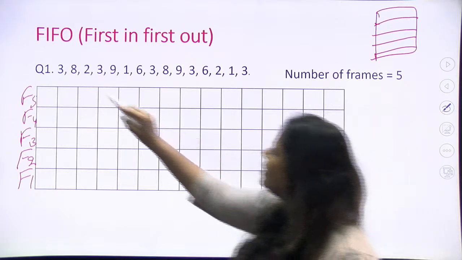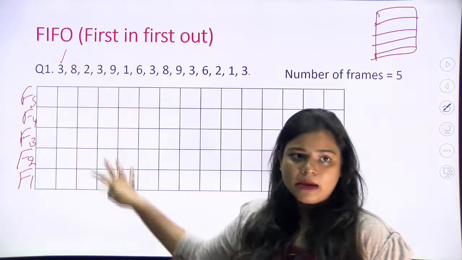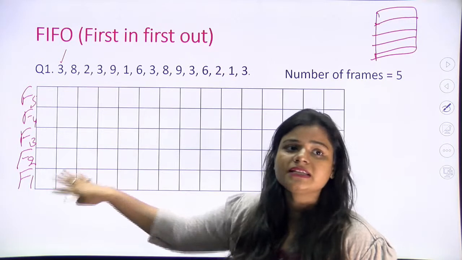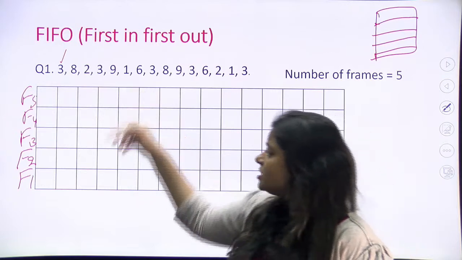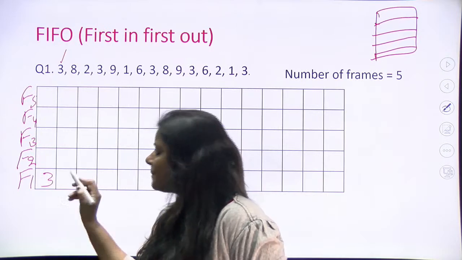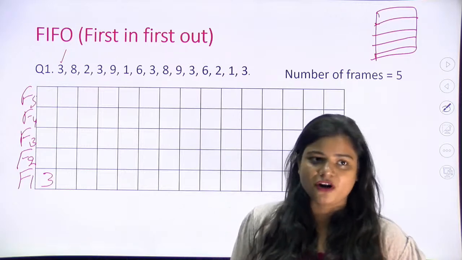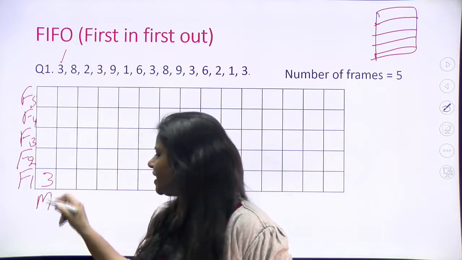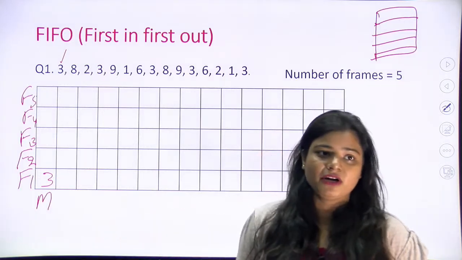So the first page we are having is 3. Currently the main memory is empty. So you can understand, whenever the page is not available inside the main memory, this condition we call a page fault. So 3 is not present inside the main memory, so we will write 3 as a page fault. We can call it a page miss or page fault, both are similar things. So I am just marking it as M, page miss. Page miss I am denoting with M, and page hit I will denote as H.